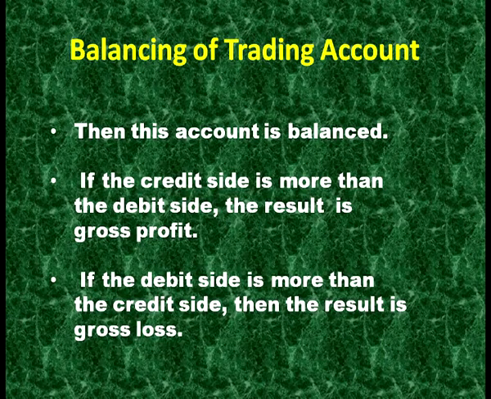What is balancing of trading account? After posting all the items in the debit side and the credit side, trading account is balanced. If the credit side is more than the debit side, the result is gross profit. So the carried down balance will be shown in the debit side. If the debit side is more than the credit side, then the result is gross loss. So the balance carried down, that is the balancing figure, will be shown at the credit side. Credit balance shows the gross profit.